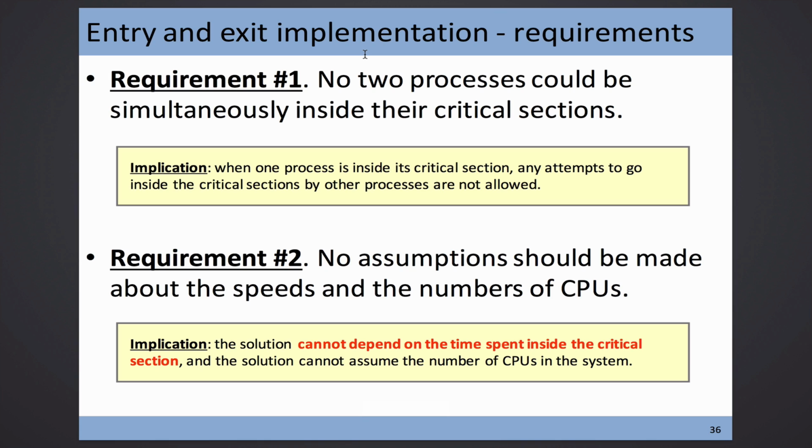Yes, we know it. Second, what does that mean? No assumption should be made about the speed and the number of CPUs. So what is the meaning? You can go back to the toilet example. What is the meaning that you cannot assume the speed of the CPU? Let me change a bit. You cannot expect the speed of the code execution of a certain process.